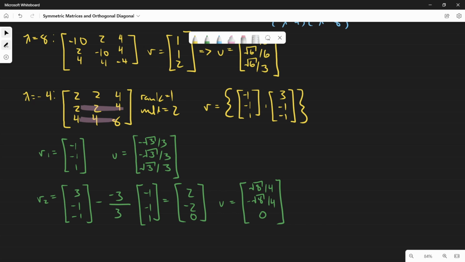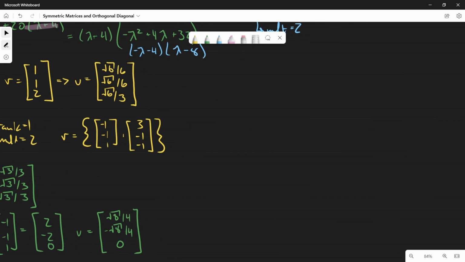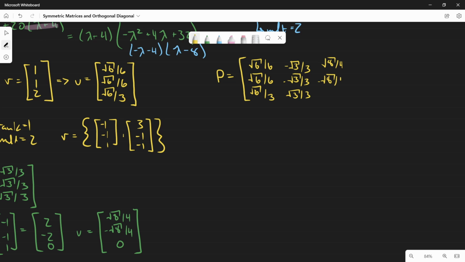And so we're going to just get this all together and have our orthogonal matrix P equal to root 6 over 6, root 6 over 6, root 6 over 3, and then this would be negative root 3 over 3, negative root 3 over 3, and then root 3 over 3. And then our last one will be root 8 over 4, negative root 8 over 4, and 0.